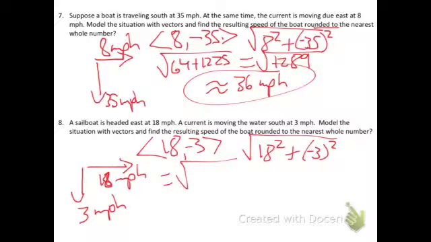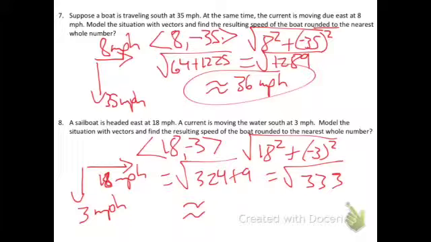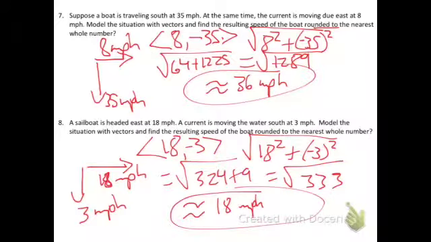18 squared is 324. Negative 3 squared is 9. So we're looking at the square root of 333 miles per hour. Well, if you do that square root, you're going to get about 18.2, which is about 18 miles per hour. And there's your whole assignment.